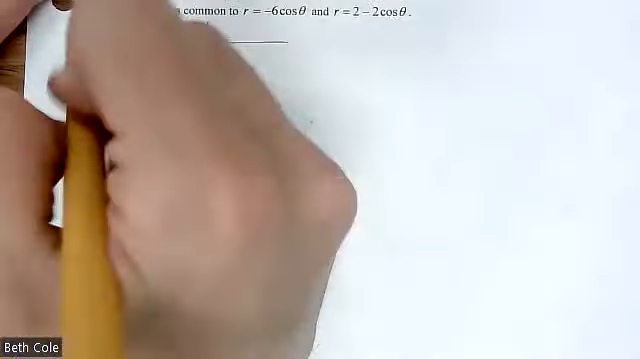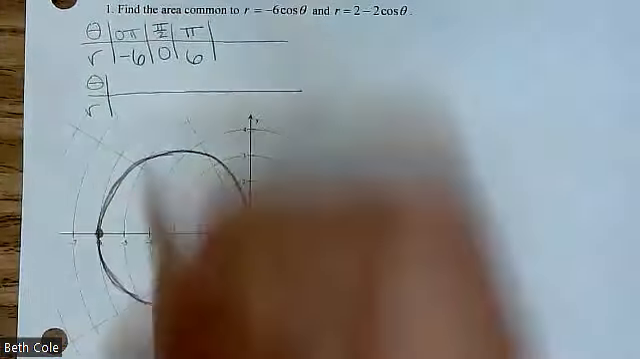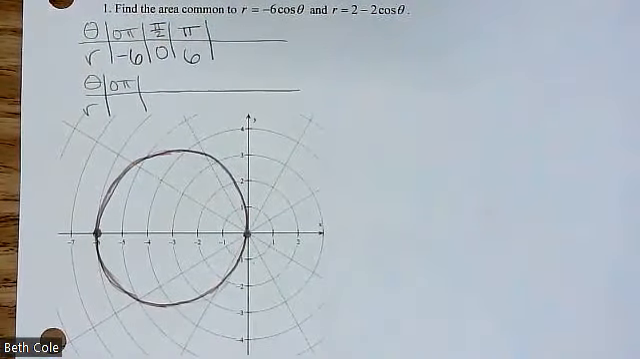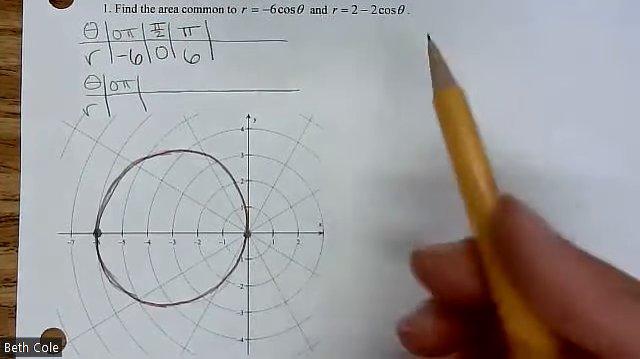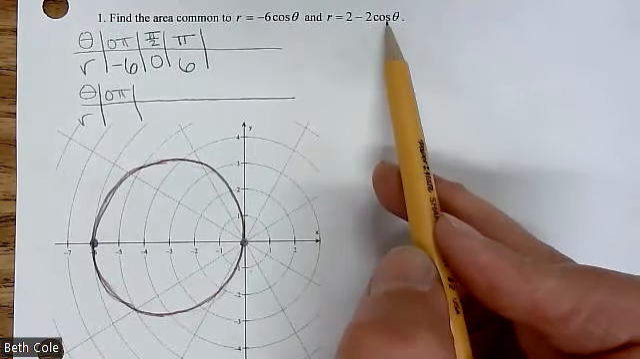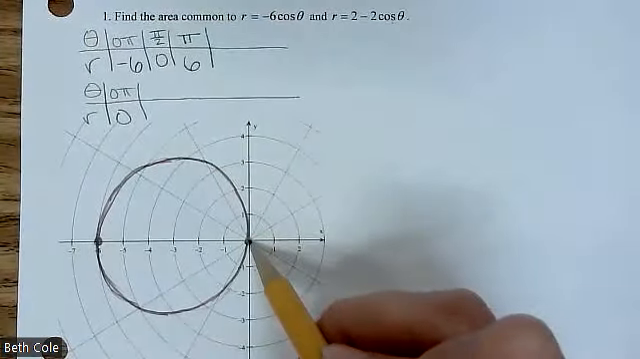Okay, now let's do the other one. So make yourself a table for the other one. And again, we'll just start at 0 pi. So if you plug in 0, cosine of 0 would be 1. And so what do you get out of the whole thing? 0, because it would be 2 minus 2, which would be 0. So you're going to start at the pole.